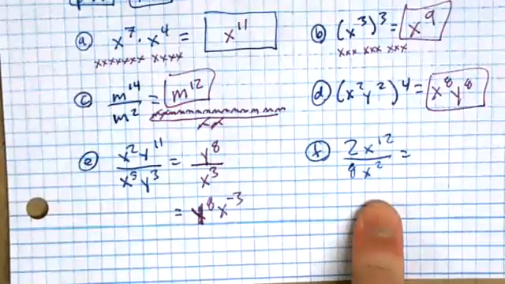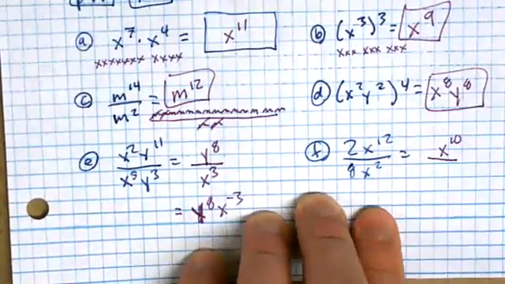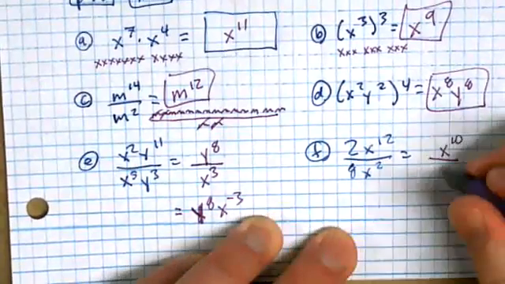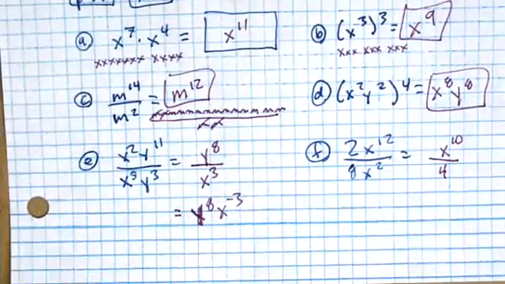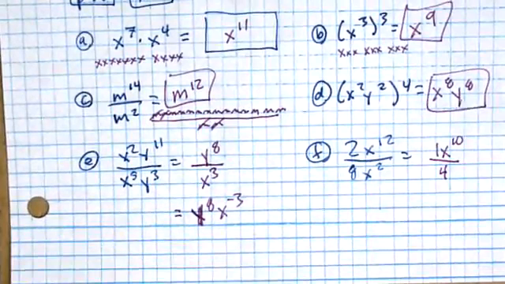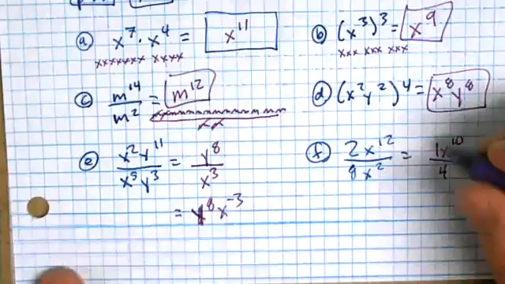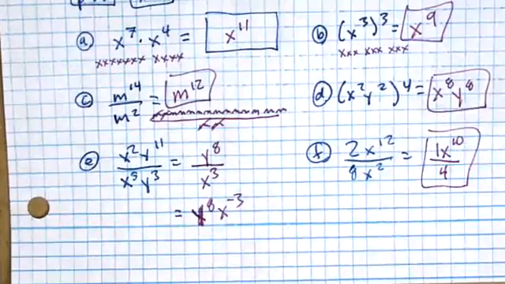In this one, our final answer here is going to have an x to the 10th on the top. It would actually have a 4 on the bottom. Some of you may have left a 1 on the top with that x to the 10. Anybody leave it as 1x to the 10 over 4? The 1's really not necessary, but could be in there. And that'd be our final answer there.